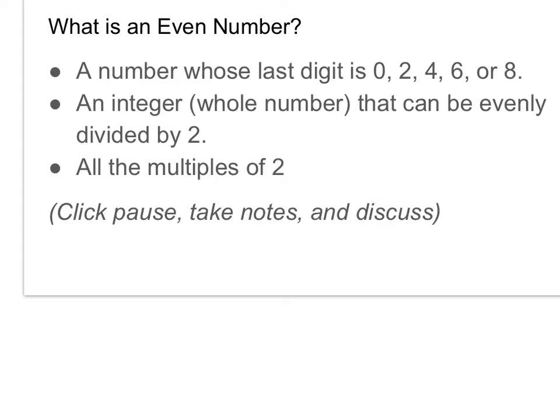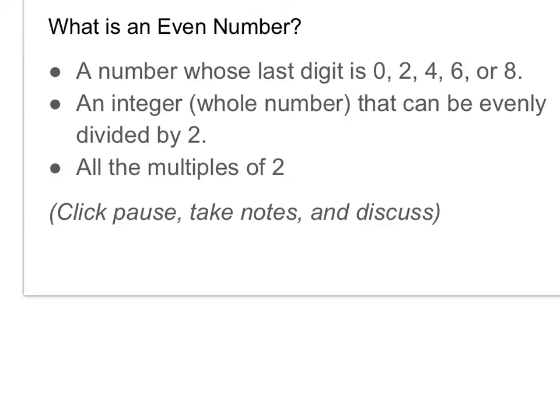Another criteria for an even number, it is an integer or a whole number that can be evenly divided by 2. What do we mean by that? If we were to take the number and divide it into two groups, and we used the number up evenly, there weren't any leftovers, then we could say that the number was evenly divided by 2. The other criteria would be all the multiples of 2. A multiple of 2 would be skip counting by 2.